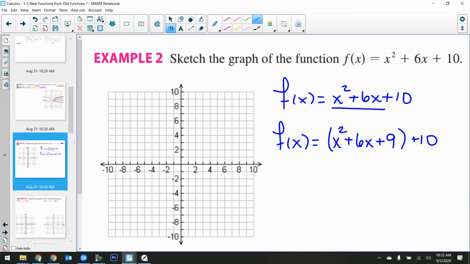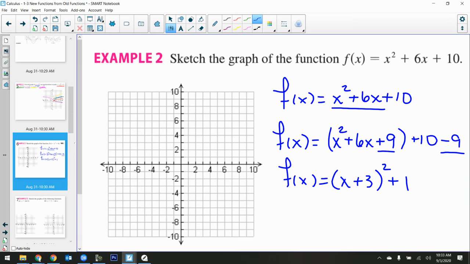Now, if I add 9 to the inside, what do I have to do to the outside? Subtract it. Remember, balance the equation. If I add 9, my f of x is stuck, right? I would have to add 9 to f of x, and I don't want to do that. If I have to add 9 inside, I have to subtract 9 to keep the equation balanced. These must always be opposites when you're completing the square like this. So that means we've got f of x is equal to x plus 3 squared plus 1.